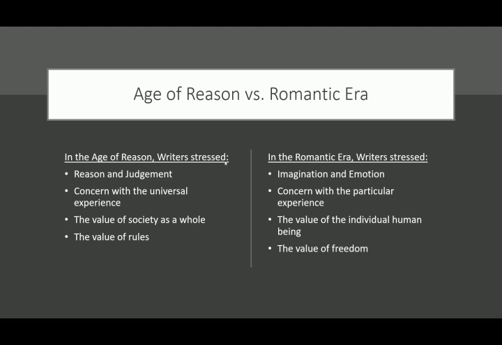So the Age of Reason is this idea of reason and judgment, the value of society as the whole, while Romanticism puts all of that emphasis on imagination and the value of the individual human being, especially as seen through the value of freedom and what they can do on their own. This presumes that human beings are inherently good in this romantic vision of what all of this means. So I think, again, this is going to give us a really good idea of how these particulars work for us to compare as we go along.